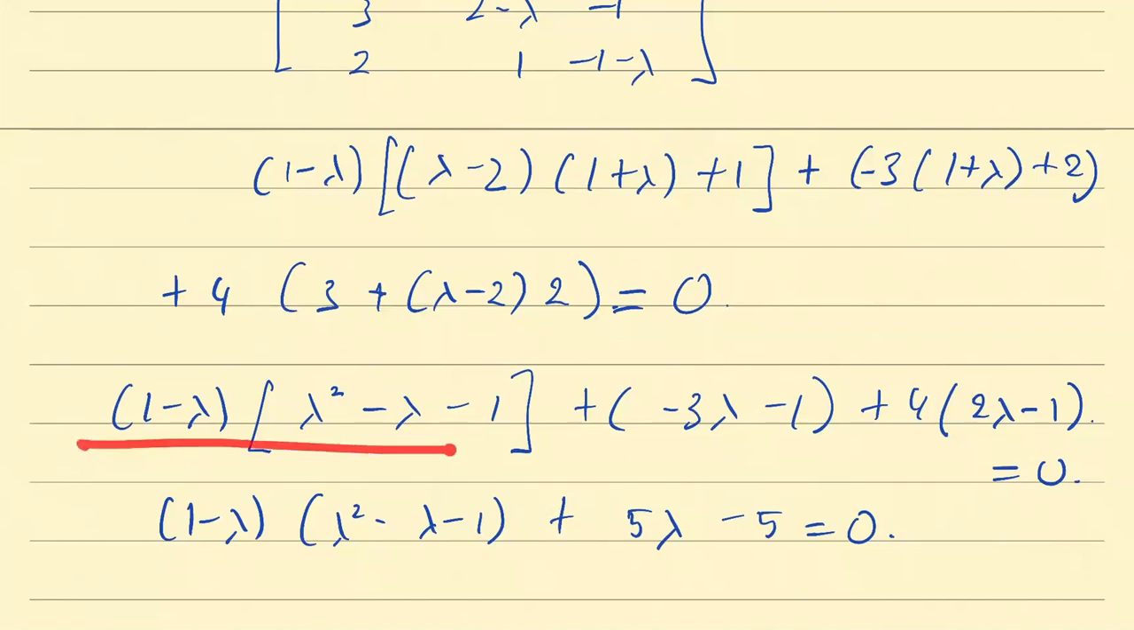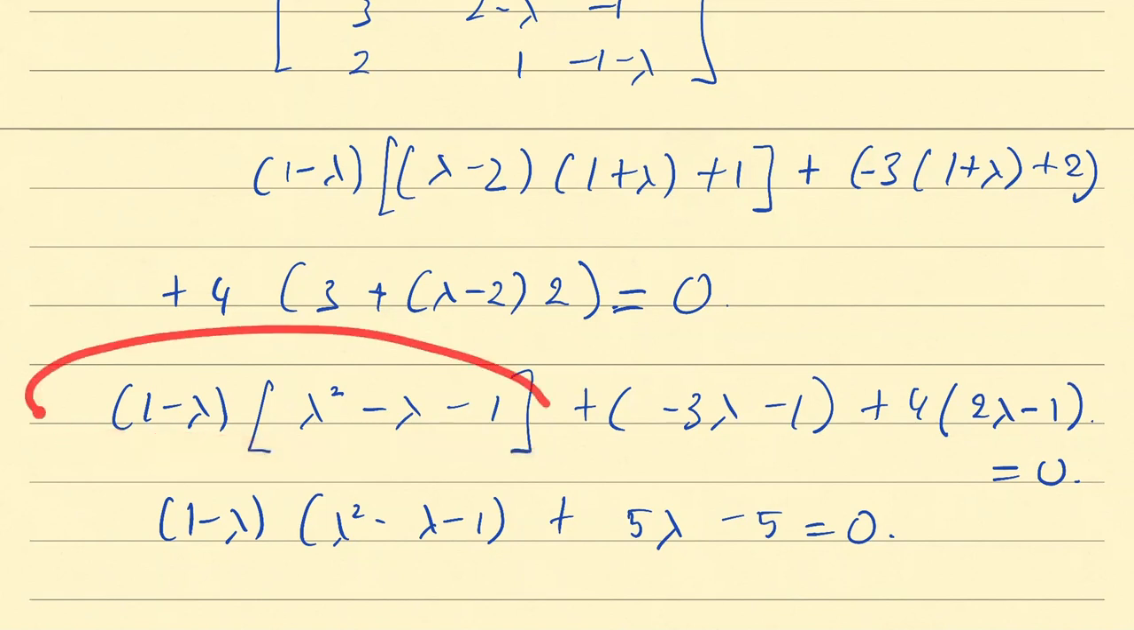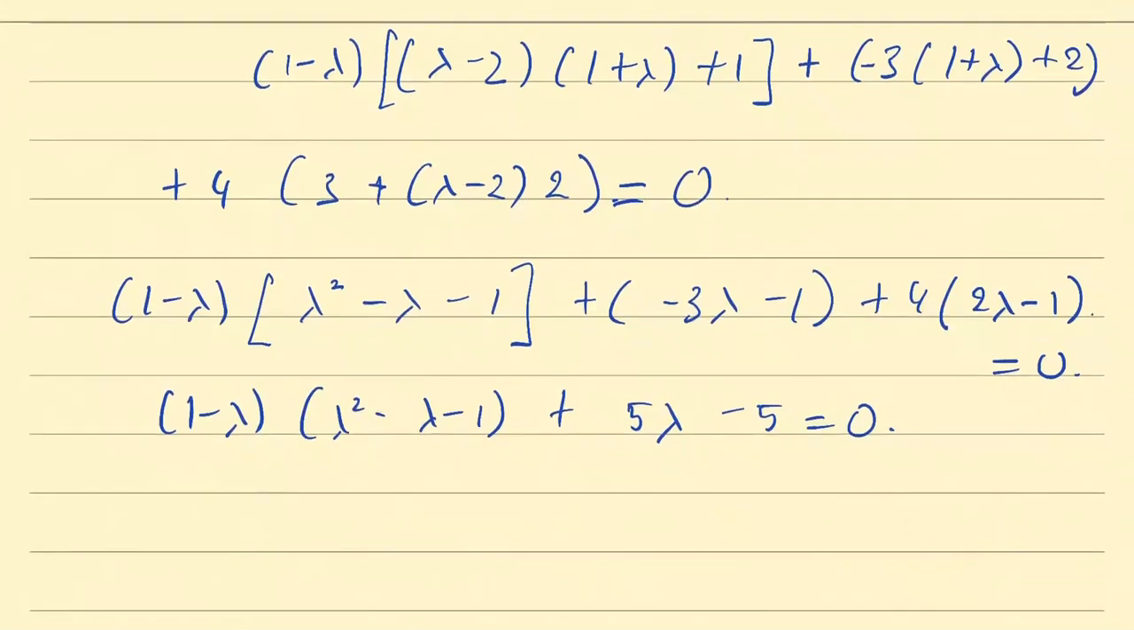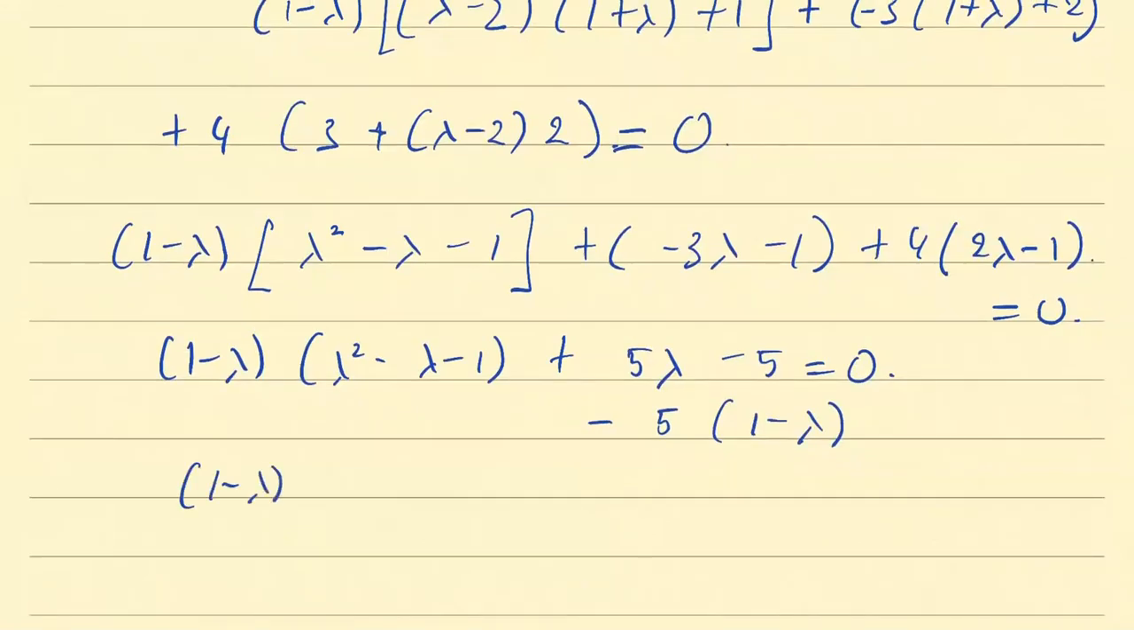That's why I did not just charge in and expand the whole thing, because I would slowly simplify and look to see if I have some common factor that helps me, okay? And so finally, I will factor out, let's do minus 5 times 1 minus lambda, okay? So I'll get 1 minus lambda times lambda squared minus lambda minus 6.